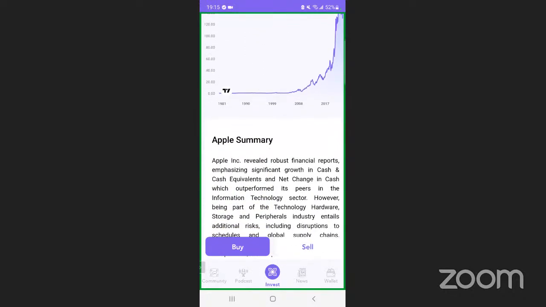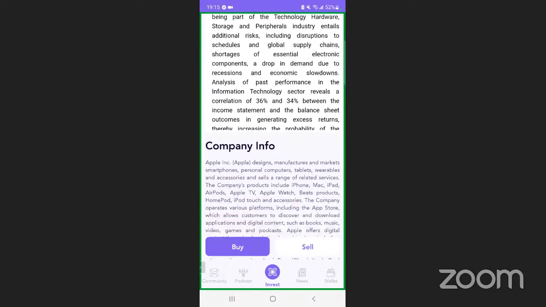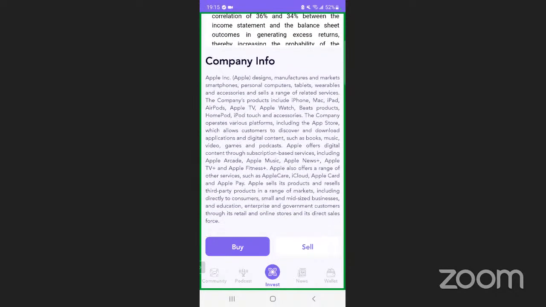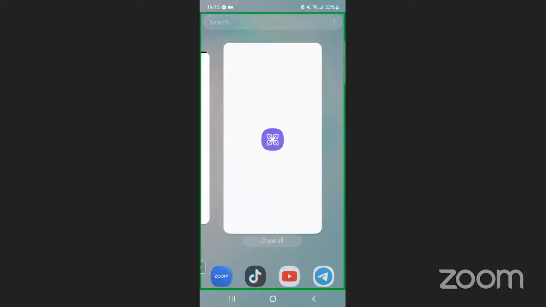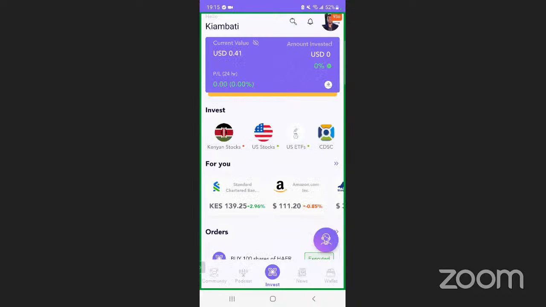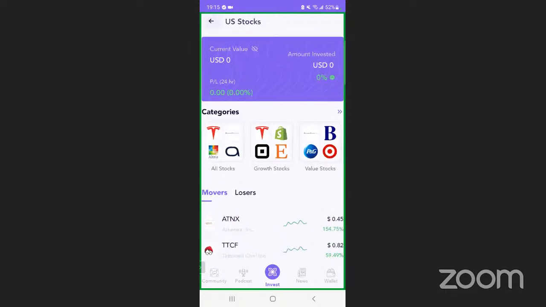So you can see the Apple summary of the stock, and then you can see the company info for Apple.